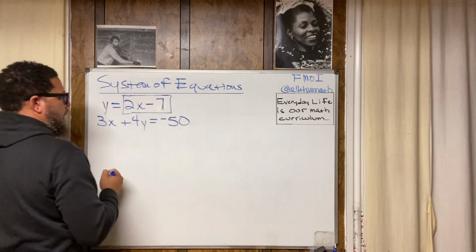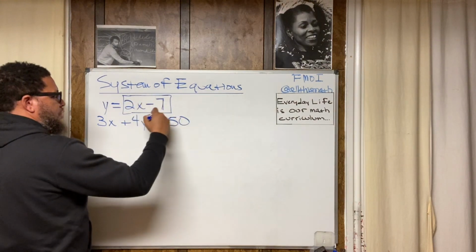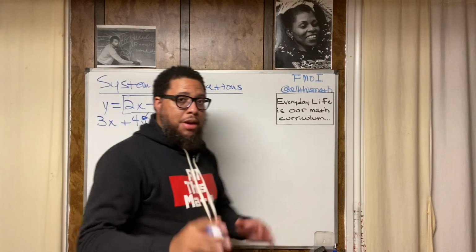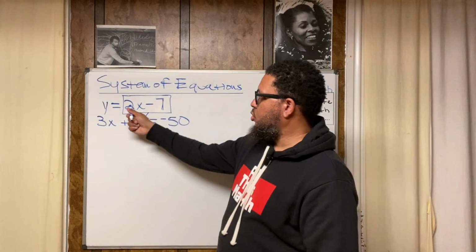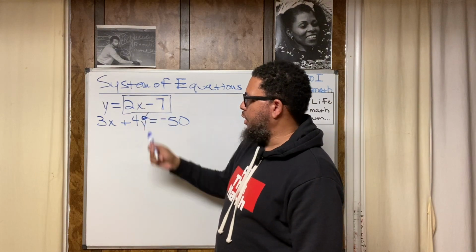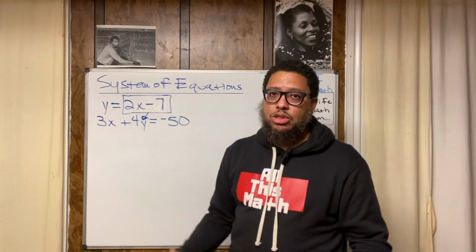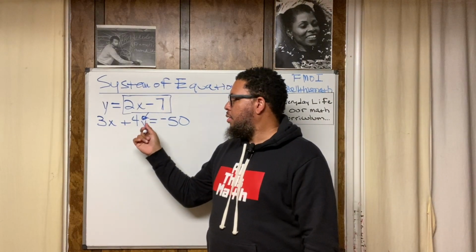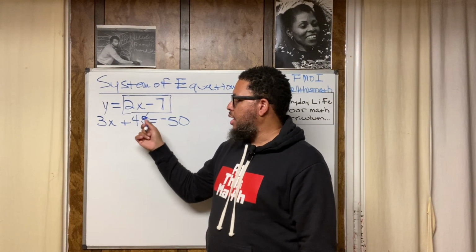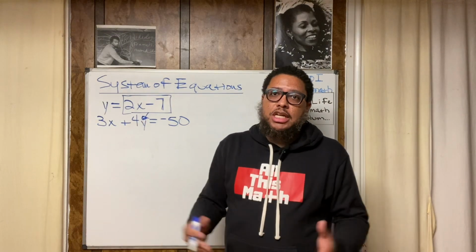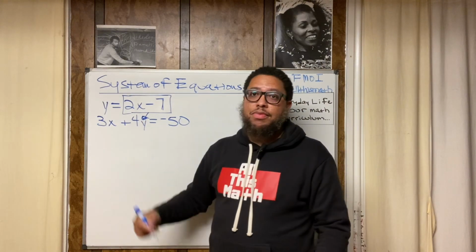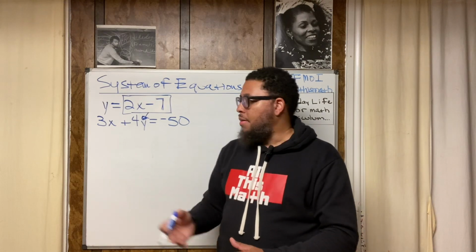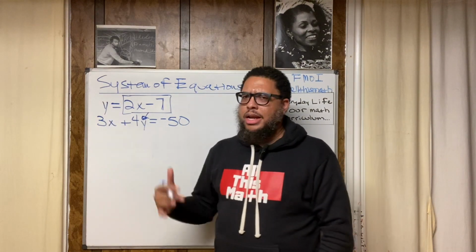In fact, draw a box around it. I could take this 2x minus 7 and I could replace that y with it. Let that marinate for a minute. This 2x minus 7, I can replace this y with it. Now, the reason I could do that is because y is equal to 2x minus 7. So therefore, if I replace this with 2x minus 7, I'm not changing the value of this equation. I'm changing the variables, the coefficients, and a constant, but I'm not changing the value of this equation. Now, how does that help me?